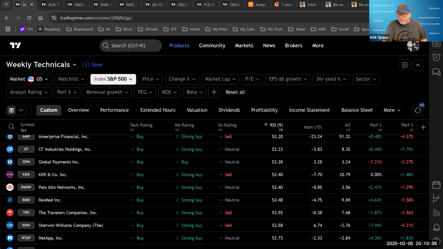But the March 550 puts on SPY are about 3% of my portfolio, and my cost is a little under $3. So I think I'm about even. And again, I don't have a big position. I'm not speculating. It's just something that'll go up if everything else goes down.